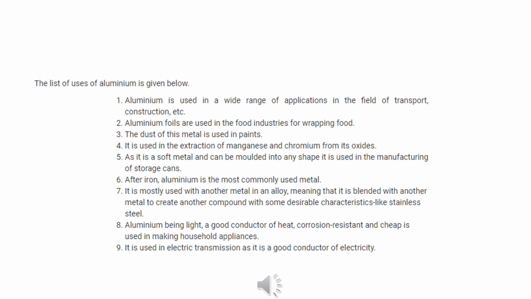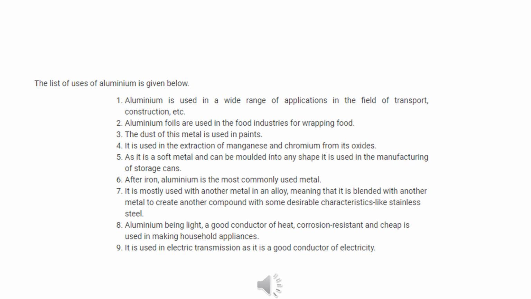The third one is that the dust of this metal is used in paint. In other words, it is used in the manufacturing of paint. The fourth one, it is used in the extraction of manganese and chromium from their oxides. So aluminium is also used for extraction of chromium and manganese. Number five, as it is a soft metal and can be molded into shapes, it is used in the manufacturing of storage cans, and those cans are used for packaging foods.